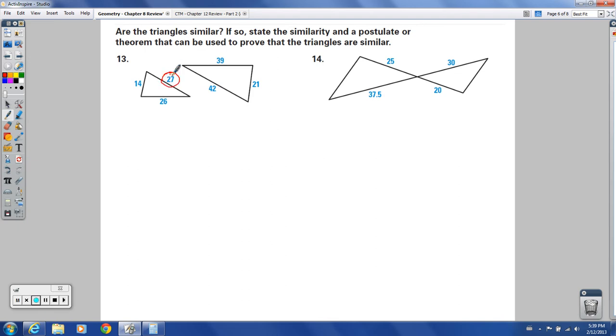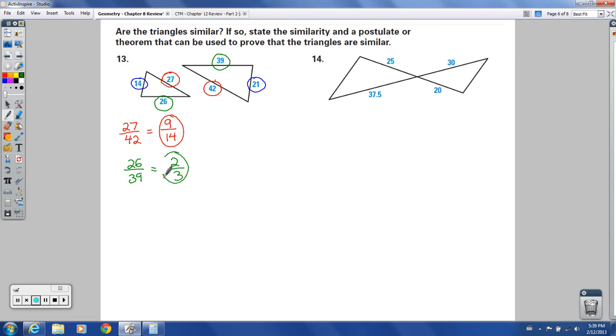So 27 is the biggest, 42 is the biggest over here. The next in line would be 26, 39, and finally you'd want to check 14 and 21. So let's check those fractions and see what we get. 27 over 42, you can divide by 3 and get 9 over 14. That's as simplified as that can get. Here you've got 26 over 39 for the middle parts. You can divide both of these by 13 and get 2 over 3.